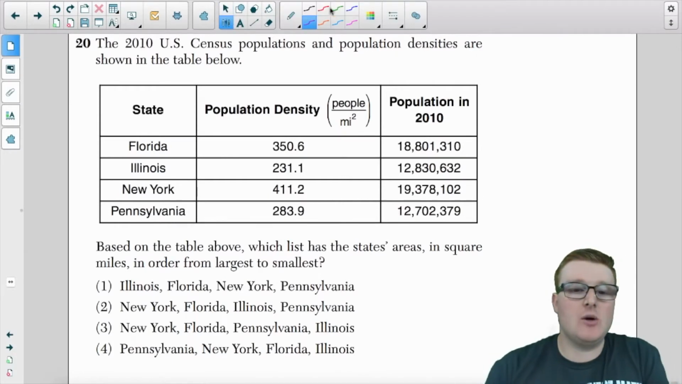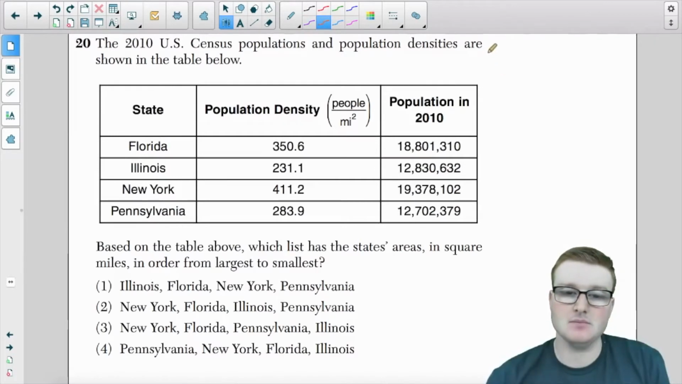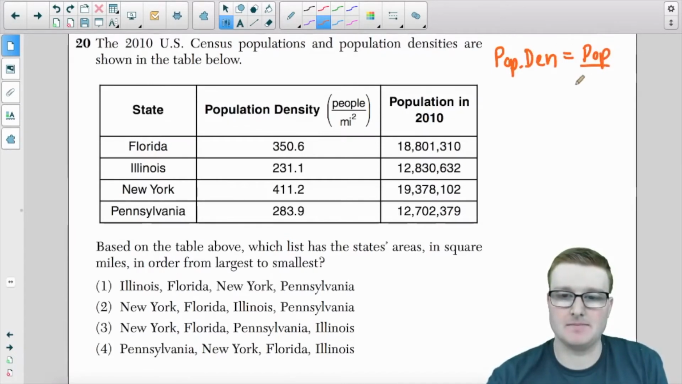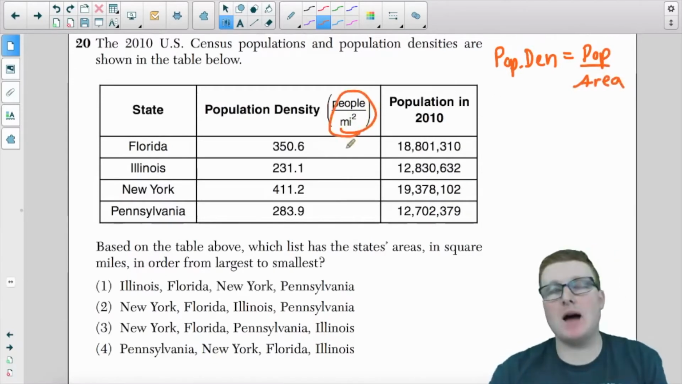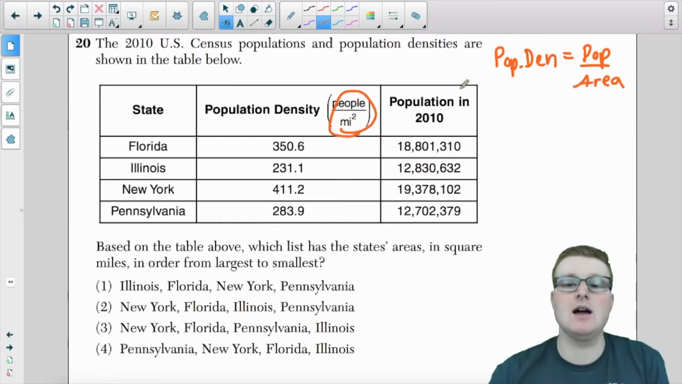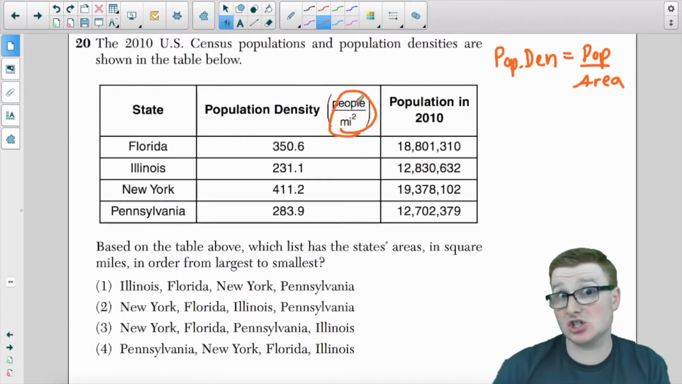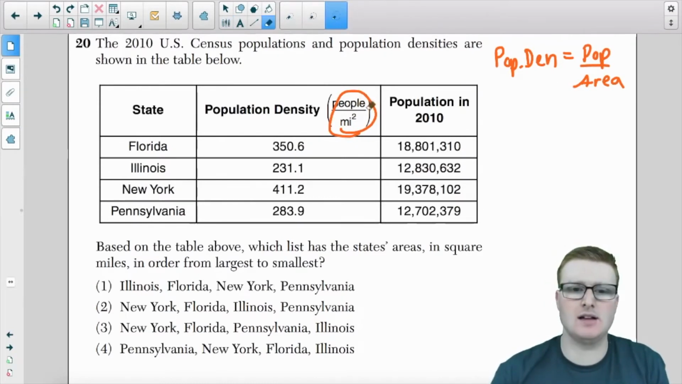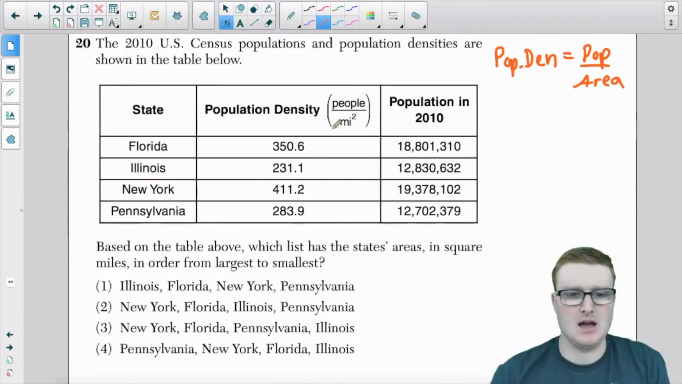So what you need to know, and I know that this is a wacko formula, you've probably never even seen it before, but population density, they tell us, is population over area. They kind of tell us right there. It's people over miles squared. People is population, area is miles squared. Notice the square on that? That means area, just to let you know.